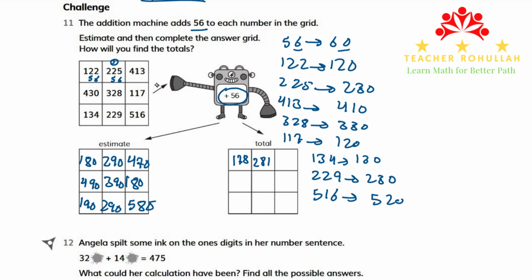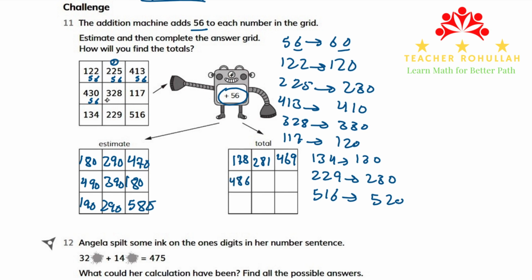The third number in this row is 413 plus 56. 3 plus 6 is 9. I will write 9 here. 1 plus 5 is 6. And 4 plus nothing is 4. In the second row, we have 430. So 430 plus 56. 0 plus 6 is 6. 3 plus 5 is 8. And 4 plus nothing is 4.